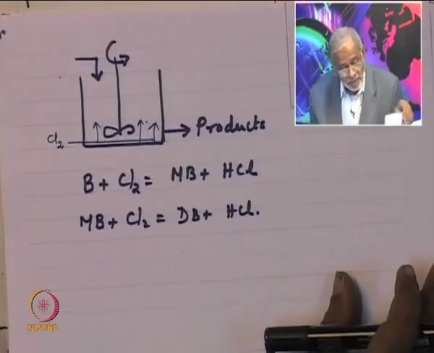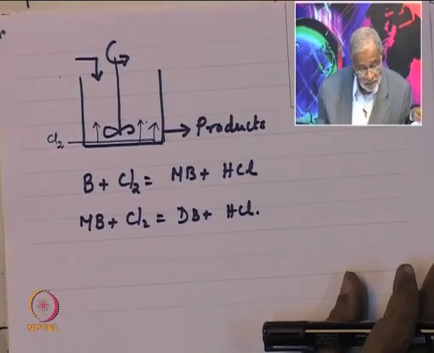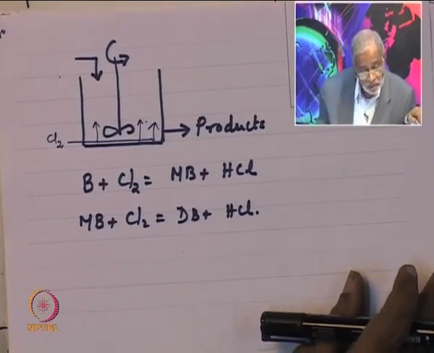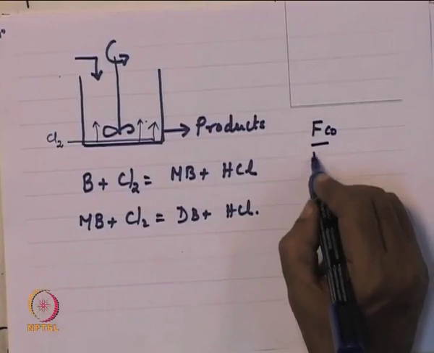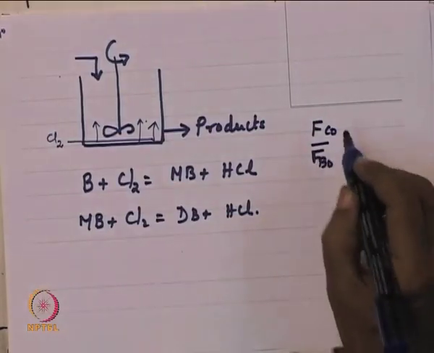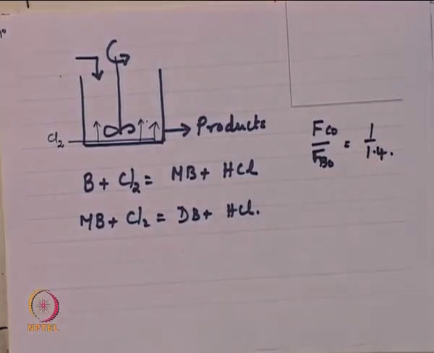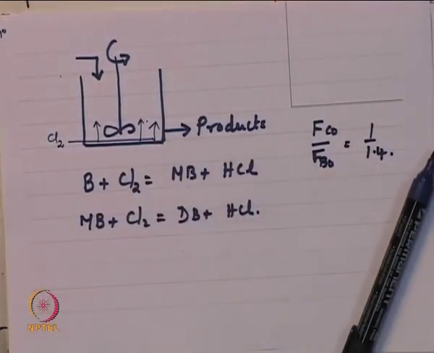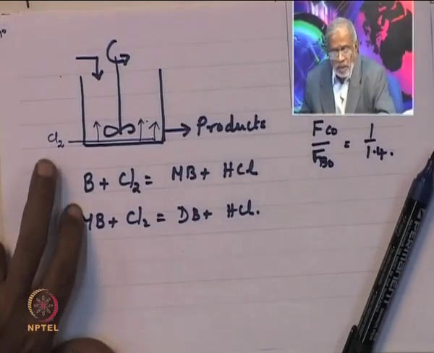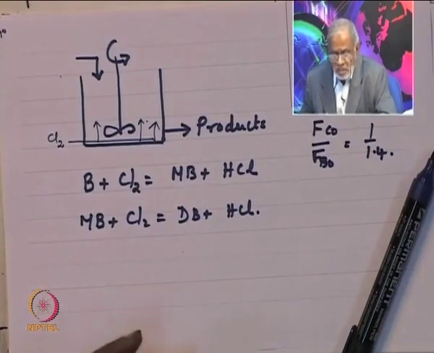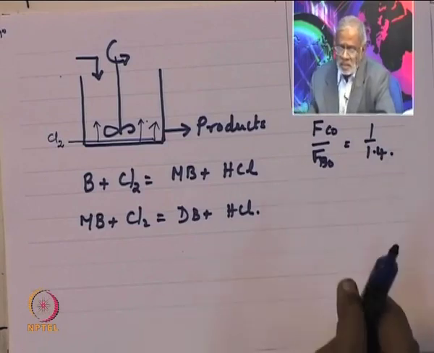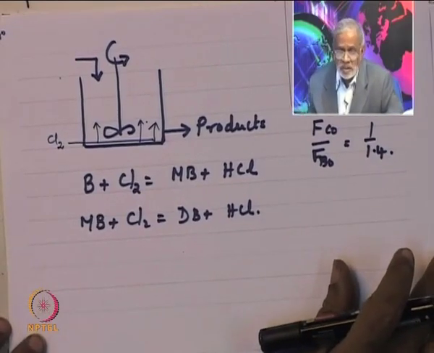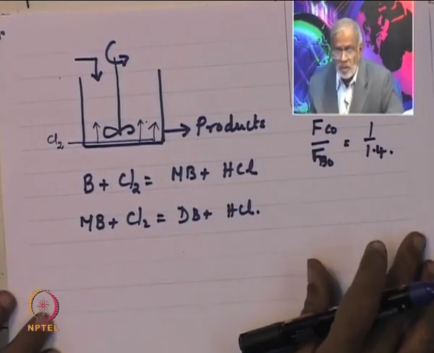So, some data is given. What is the data given? FC0 divided by FB0 is given as 1 by 1.4. If you look at problems like this, energy balance is important because you have a chlorination reaction. These compounds get chlorinated and a lot of heat is released. Generally, it is not easy to handle such reactions in a plug flow vessel, because there is not enough mixing, and the heat release makes it very difficult to manage the reaction.